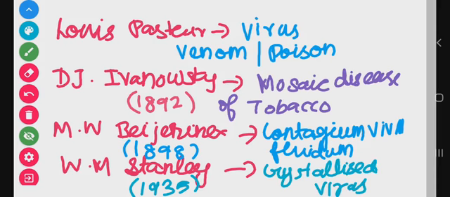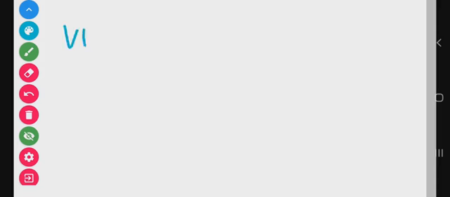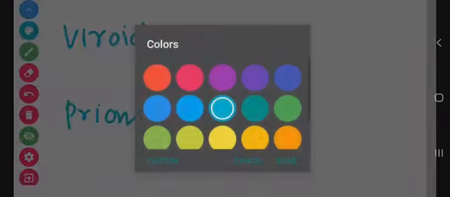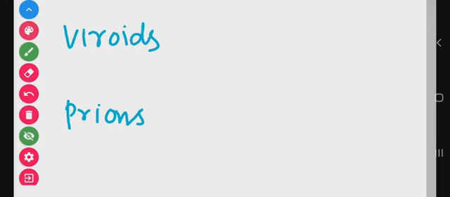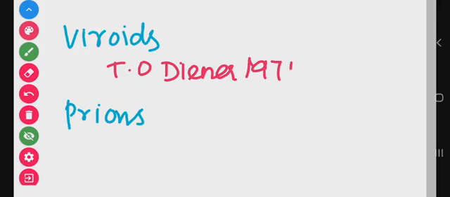Next, the scientists related to viroids and prions. Viroids first, then prions. Viroids are related to T.O. Diener. In the year 1971, he discovered a new infectious agent smaller than a virus. He discovered viroids, which cause potato spindle tuber disease.